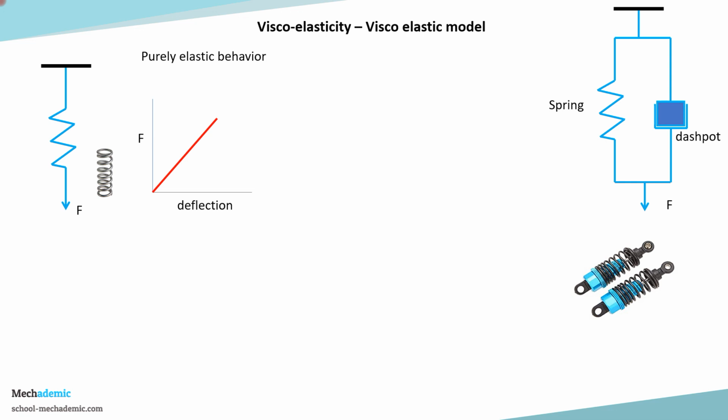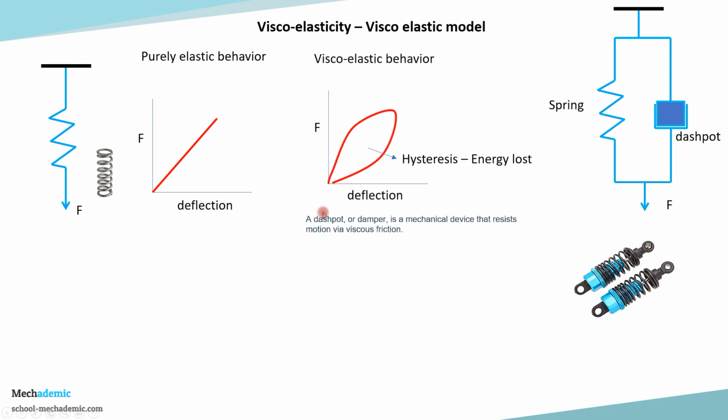So the spring will allow it to vibrate, and that energy of vibration is absorbed by the damper or the dashpot. So a dashpot is a mechanical device which is used to resist motion. So this dashpot will resist the motion which is taking place through viscous friction. The viscous friction is generally created by the restricted flow of fluid.